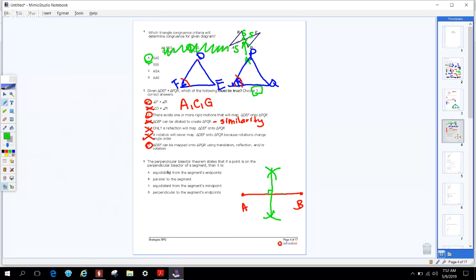So let's see. Why do you think it's A? It is A. A point on this perpendicular bisector is going to be equidistant from the endpoints, and that's part of the definition of a perpendicular bisector. It won't be parallel because that doesn't really make sense. Equidistant from the midpoint doesn't necessarily make sense, and I don't even know what D means. So it is A.